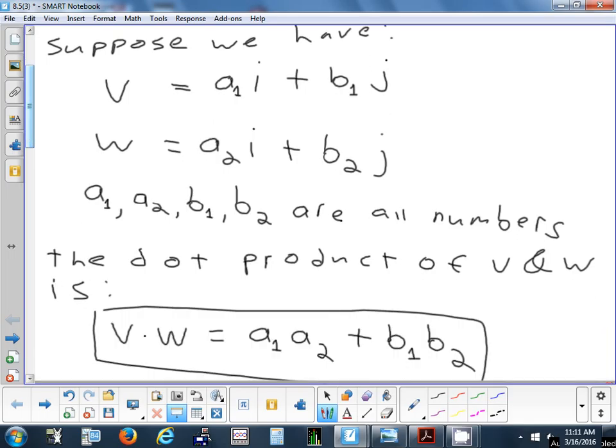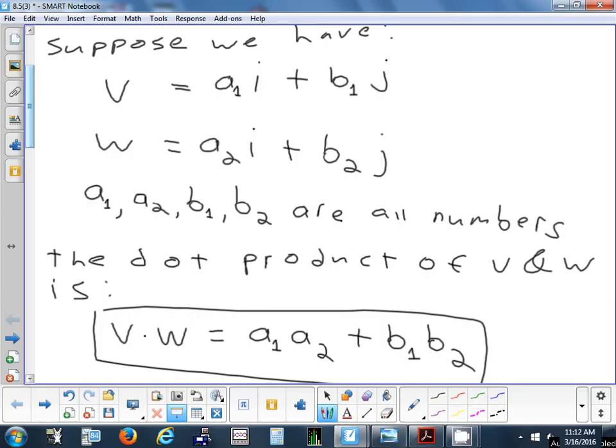Well, here's the dot product. You pronounce it v dot w, and you do have to say dot. I'll tell you why in a minute. So v dot w equals a1 times a2 plus b1 times b2. Keeping in mind that a1, a2, b1, and b2 are all numbers, what kind of answer do you think the dot product would be? It's a number. It's not a vector. We'll talk about later what we can do with that number.